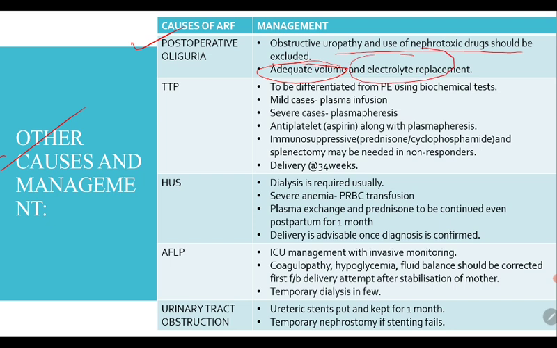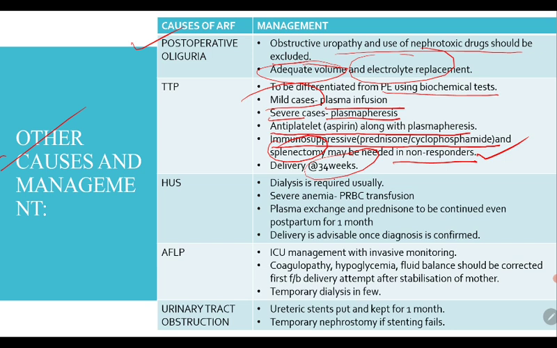TTP is to be differentiated from preeclampsia using biochemical tests. In mild cases you can go for plasma infusions. In severe cases, plasmapheresis. You can give aspirin along with plasmapheresis. Immunosuppressives, prednisone and cyclophosphamide. Splenectomy may be considered in non-responding patients. Delivery at 34 weeks should be done.